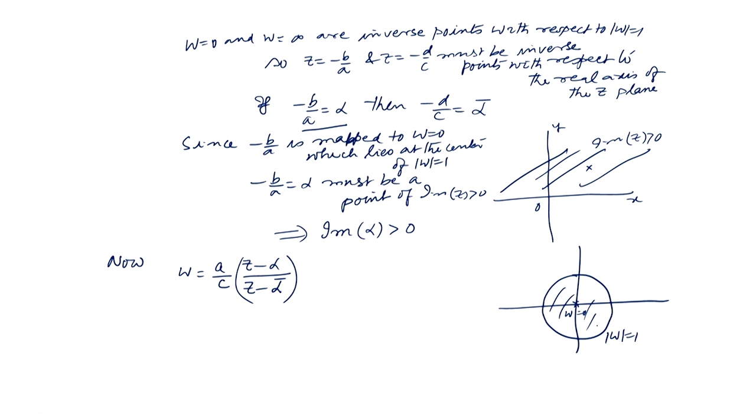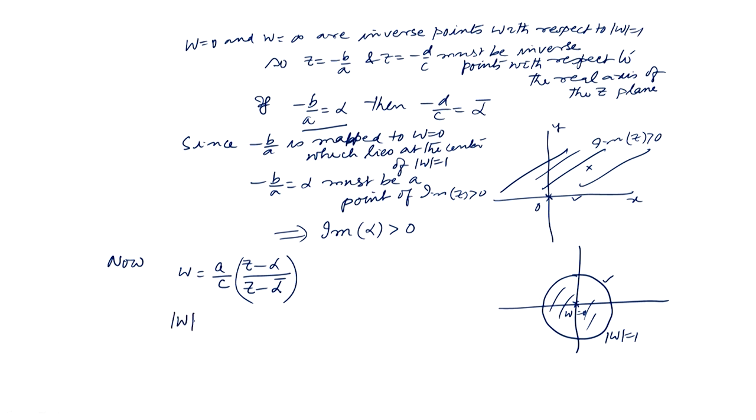Now, we want the boundary of the region imaginary part of Z greater than 0 to map to the boundary of mod of W less than 1. So, here the boundary is mod of W equal to 1, and here the boundary is imaginary part of Z equal to 0, that is the x axis. So, let us take the point Z equal to 0 on the real axis; that Z equal to 0 must be mapped onto some point of mod of W equal to 1.